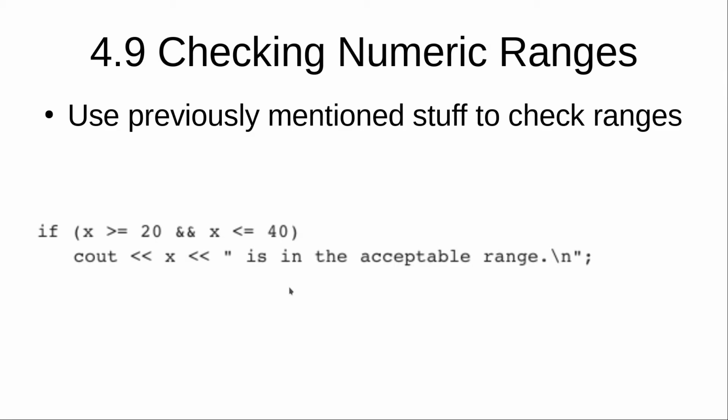Checking numeric ranges. So, those operators like greater than or less than, in this case greater than or equal to, less than or equal to, this is when you don't want to write and several billion times to account for all the numbers you had in mind. You just say, is it greater than or equal to 20 and less than or equal to 40? That means he's thinking about ranges between 20 and 40. Then X is in the acceptable range.